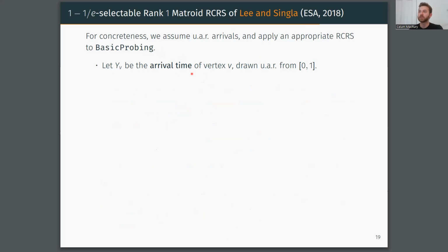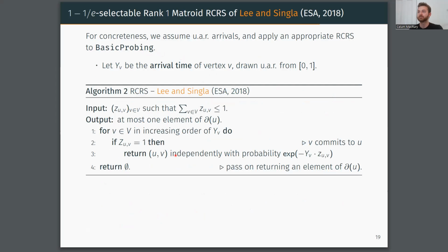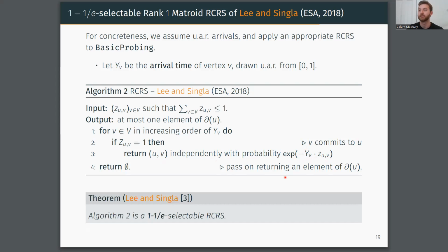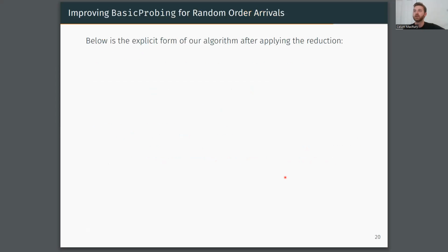So if we denote the arrival time of a particular vertex by Y_V, then the RCRS is nice and easy. It just inputs the values, and it outputs at most 1 adjacent edge of U. And all it does is that when an edge is presented to the algorithm, it retains it with probability exponential of negative Y_V times Z_UV. Okay, and so what they prove in the paper is that it's 1 minus 1 over e selectable.